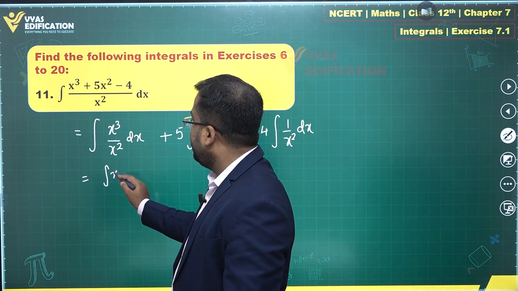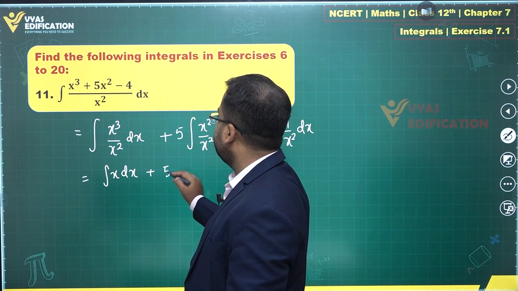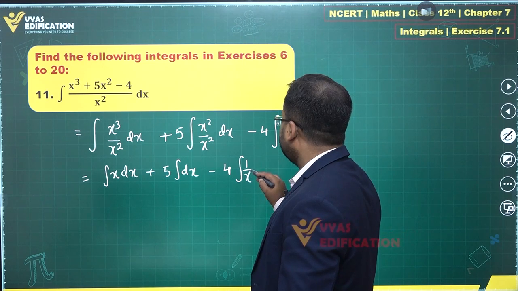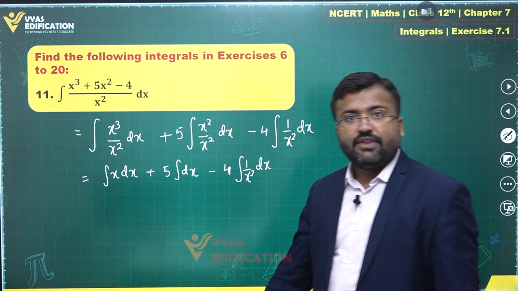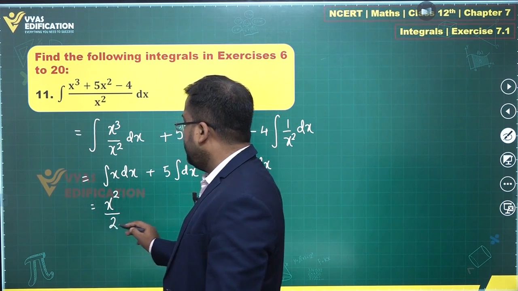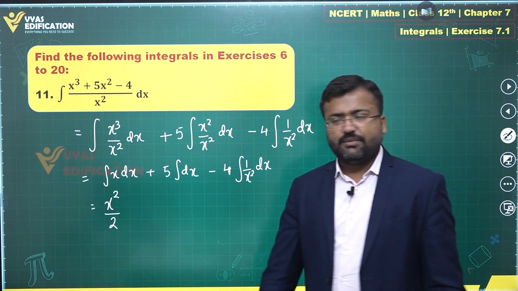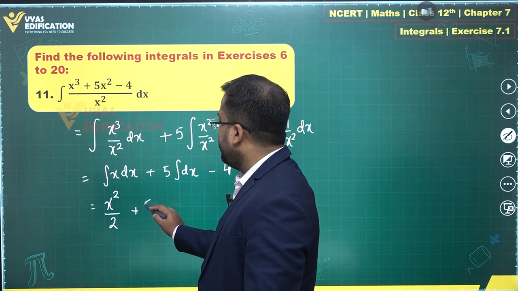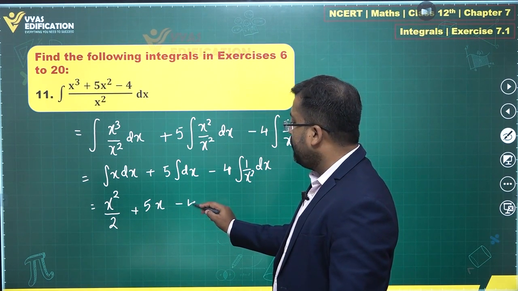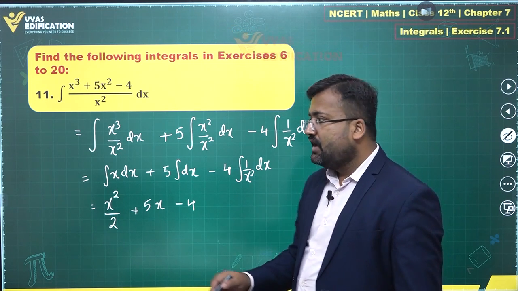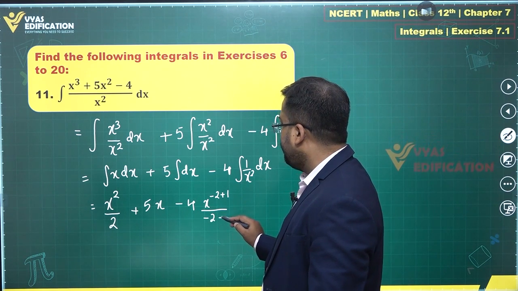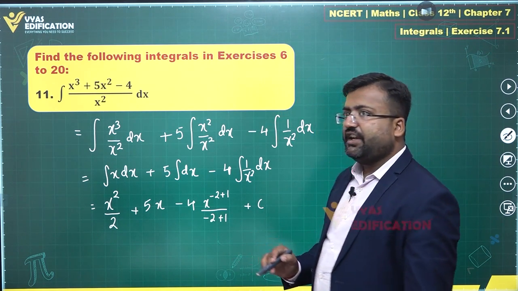This is integral of x dx plus 5 times integral of dx minus 4 times integral of 1 upon x square dx. Is that okay? Yes. Now integral of x is x power 2 upon 2, x power 1 plus 1 upon 1 plus 1. Plus 5 times integral of dx is simply x. And minus 4 times, this is actually x power minus 2. The integral of x power minus 2 will be x power minus 2 plus 1 upon minus 2 plus 1, plus the constant of integration. This is what you get.